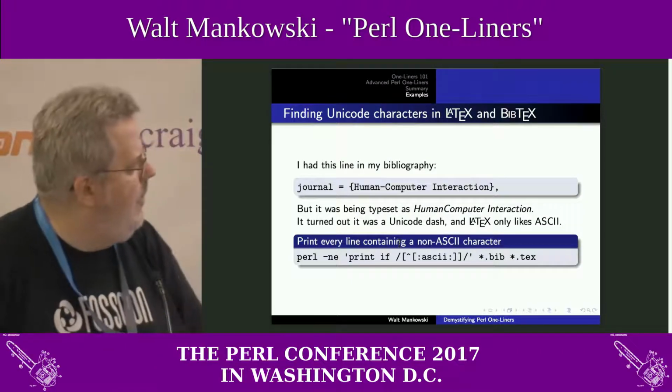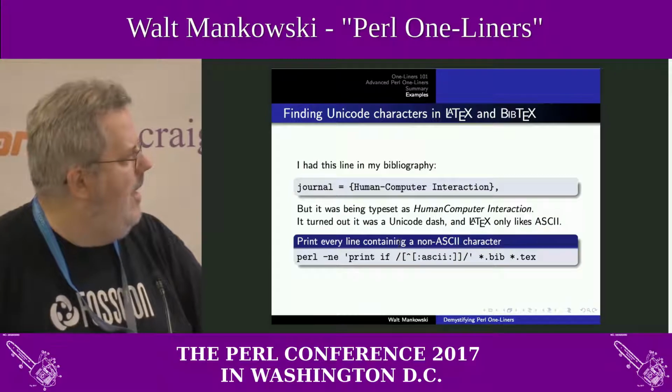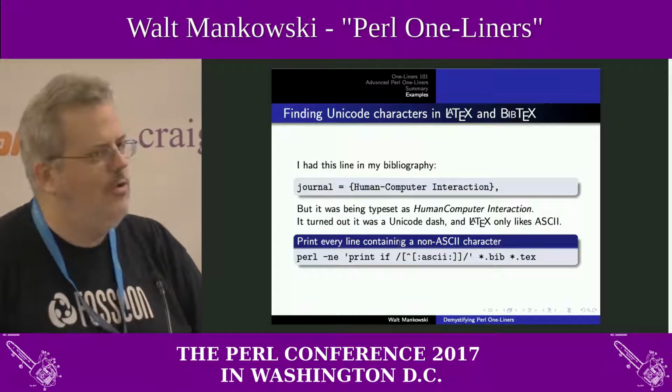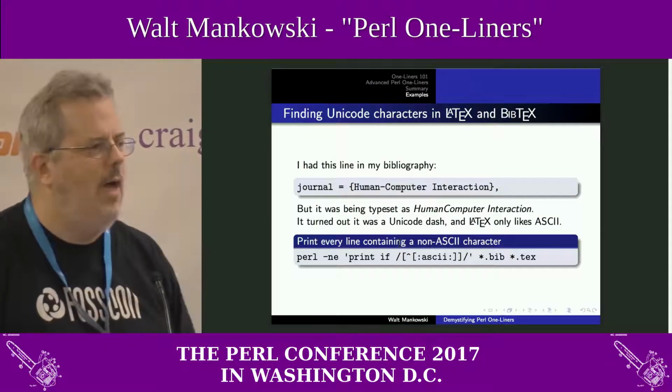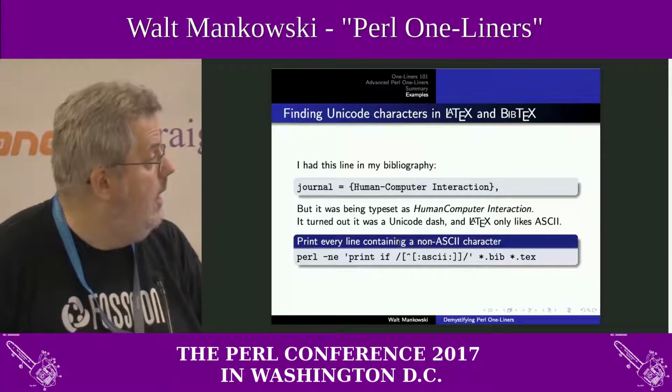So I wrote this one-liner to print out every line that had a non-ASCII character in it. And there turned out to be a whole bunch of other ones in my BibTeX file as well.